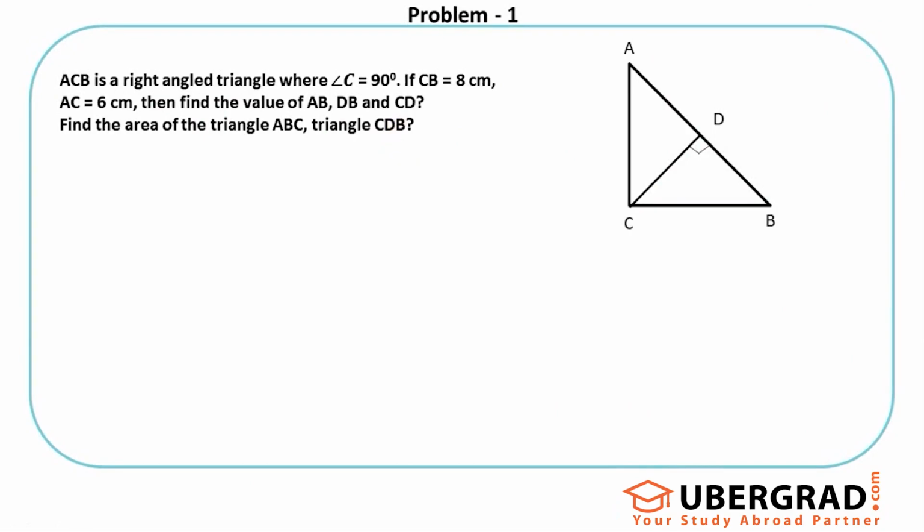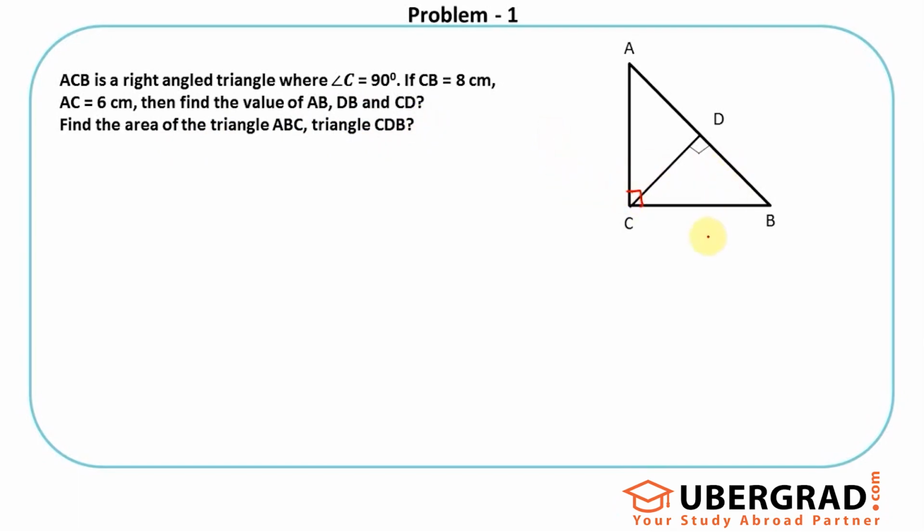So let's solve the problems. ABC is a right angle triangle where angle C is 90. CB is 8 centimeters and AC is 6 centimeters. Find the value of AB, DB, CD. Find the area of the triangle CDB. They said this is a right angle triangle basically.